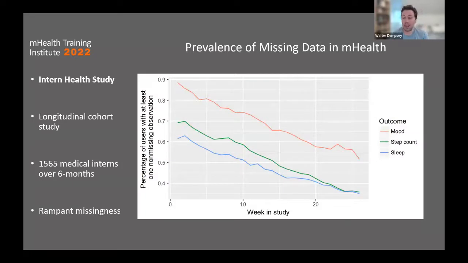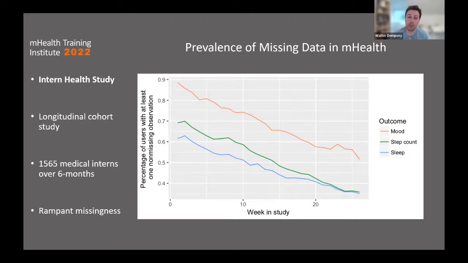So the second example I'd like to show you is an example coming out of a study called the Intern Health Study. This is following over 1,000 medical interns for about 6 months, trying to provide interventions to improve mood, increase physical activity, as well as improve sleep or increase the amount of sleep on medical interns who are in a high stress environment. And what I'm showing you here is a figure representing the percentage of users with at least 1 non-missing observation per week.